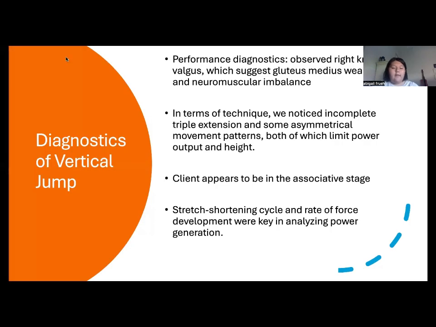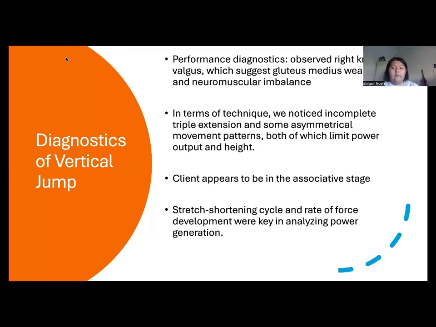So just some past information about our previous CLC project. Our client has a right knee valgus, which we observed, indicating weakness in the gluteus medius and poor neuromuscular control. This not only reduces jump efficiency, but also increases the risk of injury.